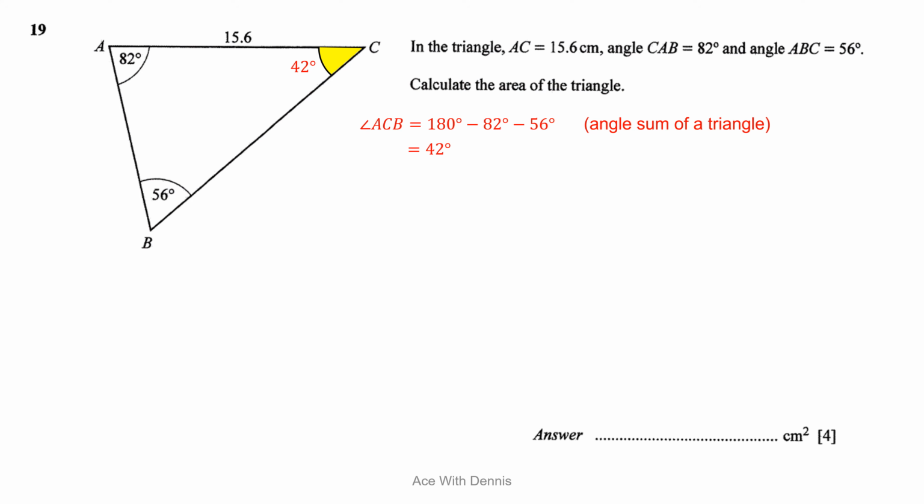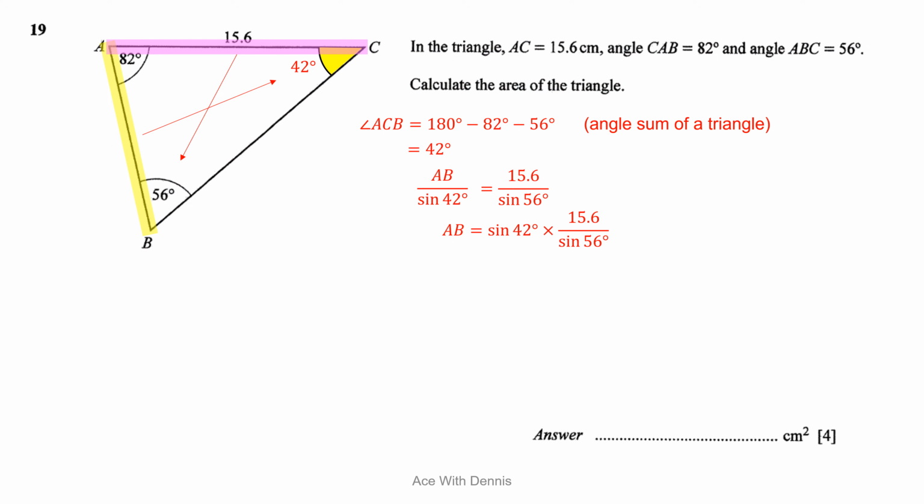Now, we want to apply the sine rule. So the length AB to the sine of the opposite angle, 42 degrees. So AB over sine 42 degrees equals the length of AC to the sine of the opposite angle, 56 degrees. Hence 15.6 over sine 56 degrees. So AB equals sine 42 degrees times 15.6 over sine 56 degrees, and the value is 12.59 cm. So the length of AB is 12.59 cm.